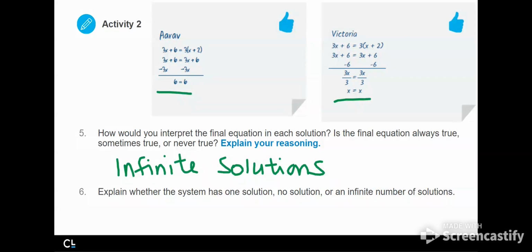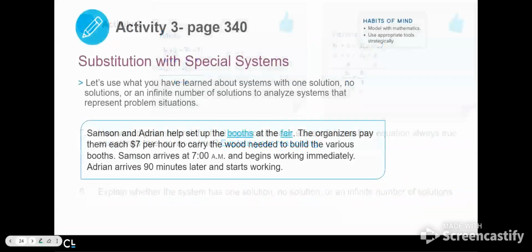Okay? It's always true because it's always the same. So it's going to be an infinite number of solutions because I could have 4 and 4 are the same, 5 and 5 are the same, 6 and 6. And I could go as high as I wanted to.